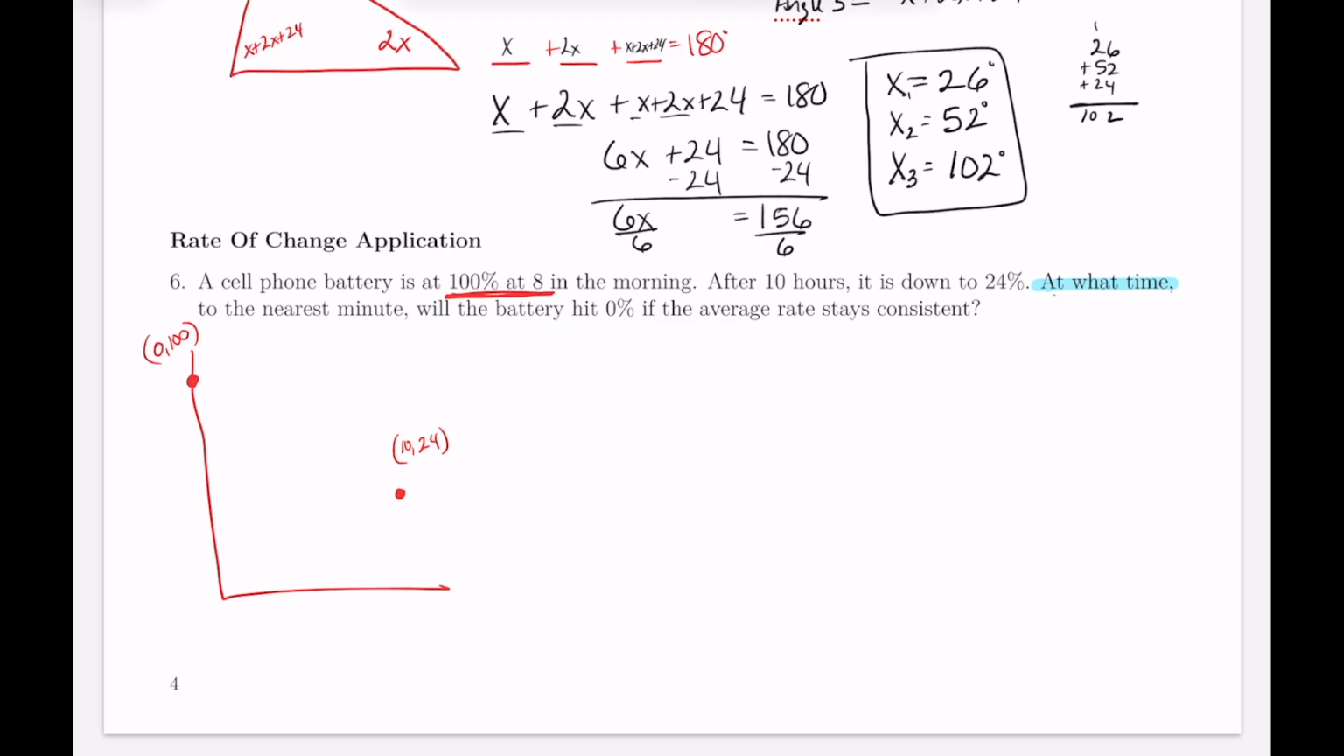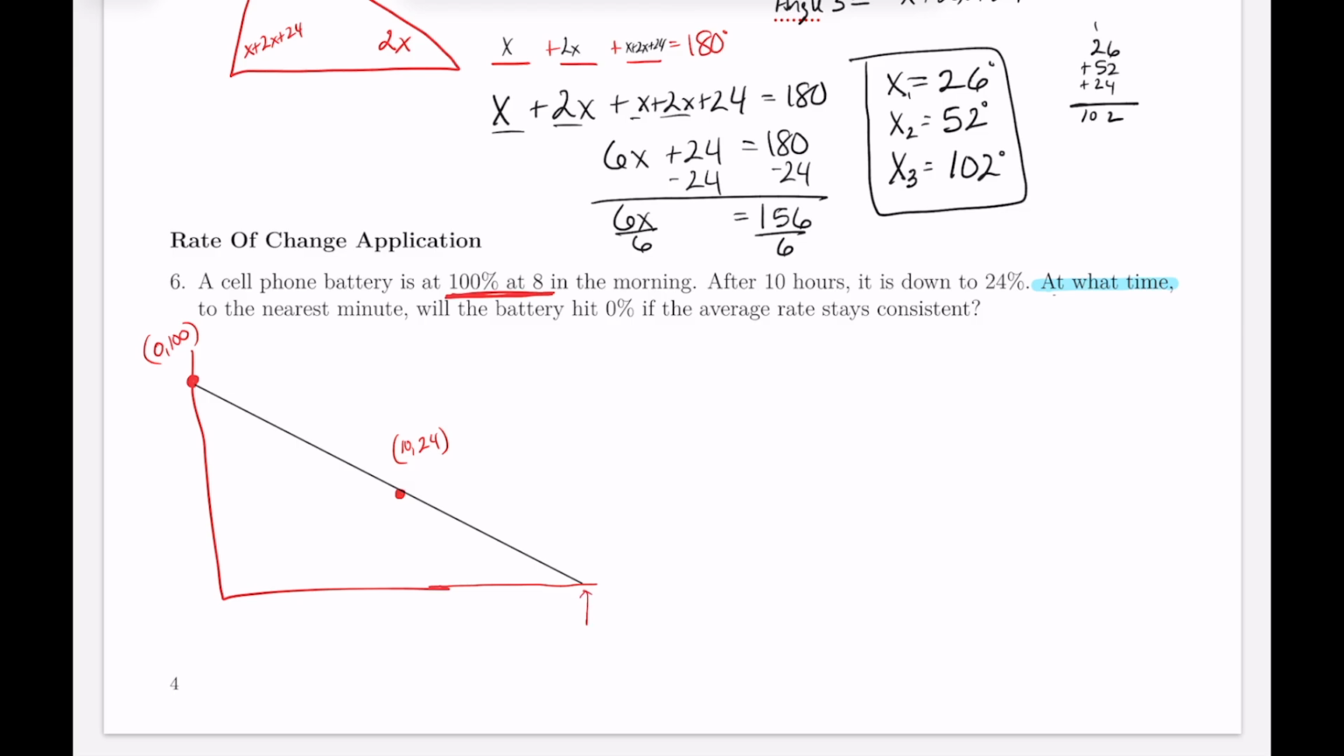And what's going to happen here is we're going to say that the drain on the battery is going to be a constant. So it's just going to come right through there. And at some point, we don't know when, it's going to reach 0. The life of the battery will reach 0. We are looking to try to figure out when this is.